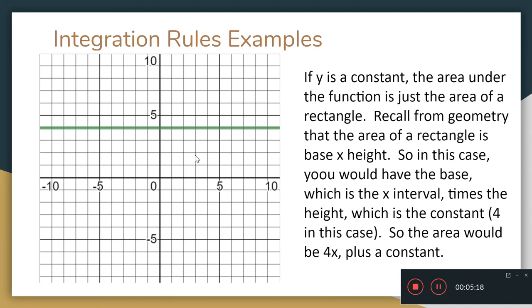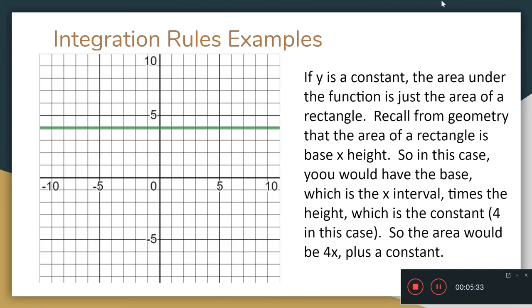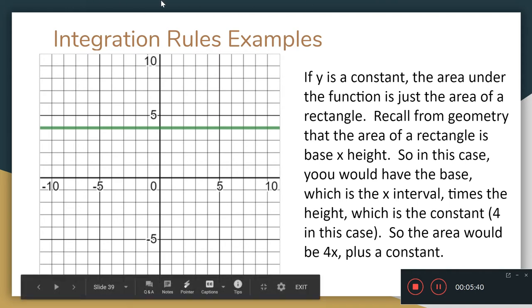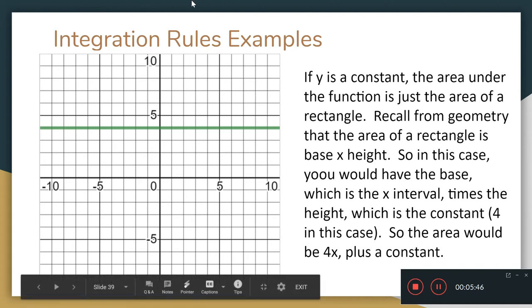Okay, so here's an example with a constant. If y is a constant, the area under the function is just the area of a rectangle. Think about if I wanted to know the area under this line, it's just going to be some kind of rectangle. The area of a rectangle is base times height. In this case, the base is whatever the width is, whatever the x interval is, times the height, which is the constant. In this case, it's 4. So the area would be 4x plus a constant.